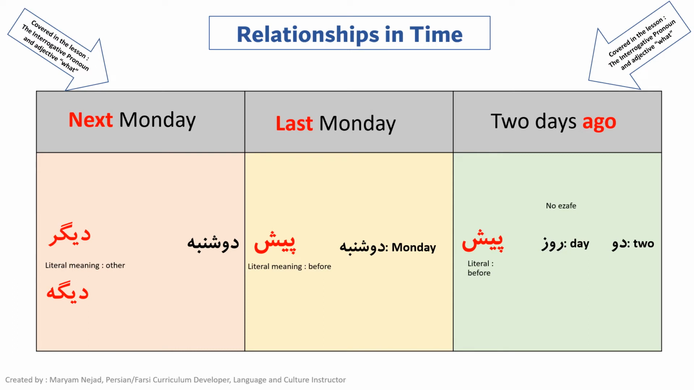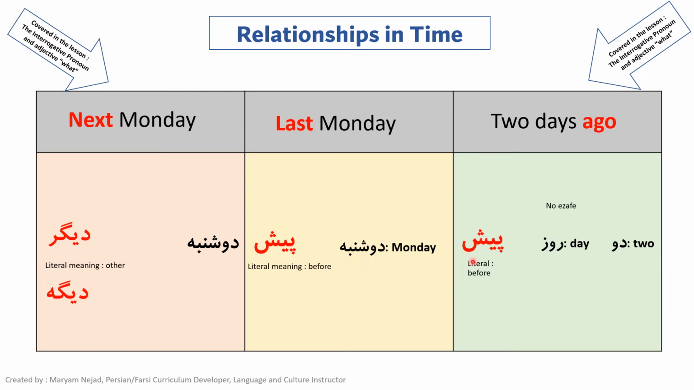In one of the previous lessons, we have already learned how to say ago, last, and next in Farsi. But in case you don't remember or in case you missed it, here's a review. For example, we want to say two days ago. So here, دو روز پیش.